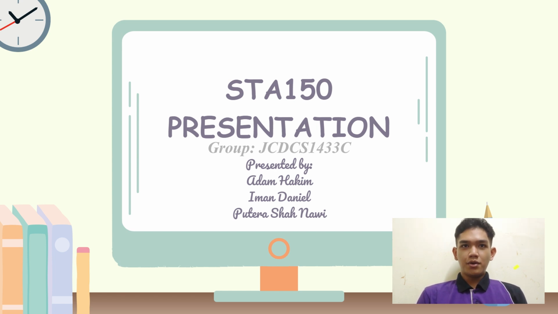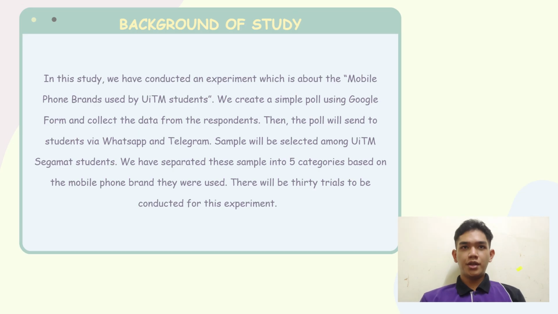In this study, we'll first go through the background of the study in order to understand what project we're going to do. First, we created a simple poll using Google Form and collected the data from the respondents. Then, the poll was sent to students via WhatsApp and Telegram for them to answer. The sample will be selected among UiTM Segamat students. We have separated this sample into 5 categories based on the mobile phone brand they used. And there will be 30 trials conducted for this experiment.